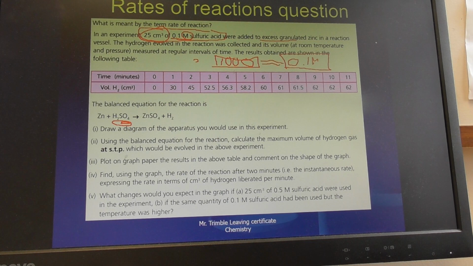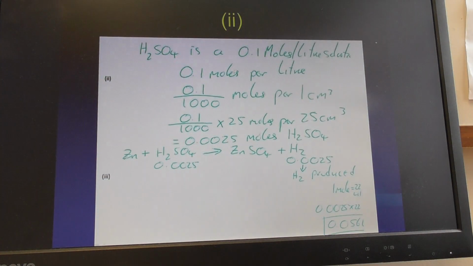We want to find out how much is in 25 cm cubed. The easiest way of doing that is if you know that you have 1,000 cm cubed, when you have 0.1 — so I've done it out here in pen — it's a 0.1 moles per litre solution. That would be 0.1 moles per litre. How much would there be in 1 cm cubed? That's normally the easiest way to do it.